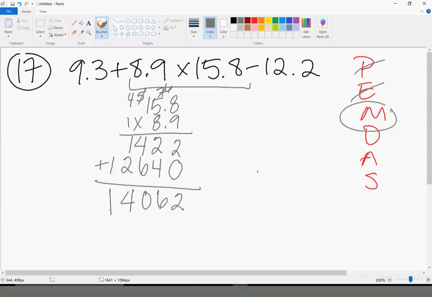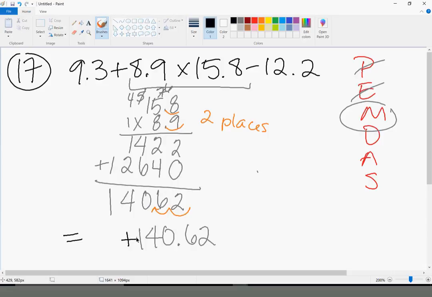Okay? So now we have to put those decimals in. So how many decimal places were in the numbers that you multiplied? 1, 2. 2 places. So here we're going to move this 2 places. So 8.9 times 15.8 equals 140.62.